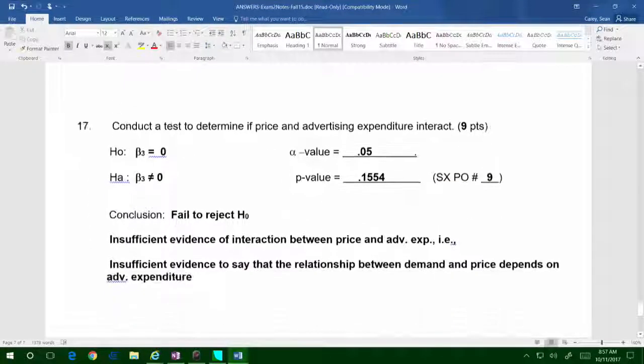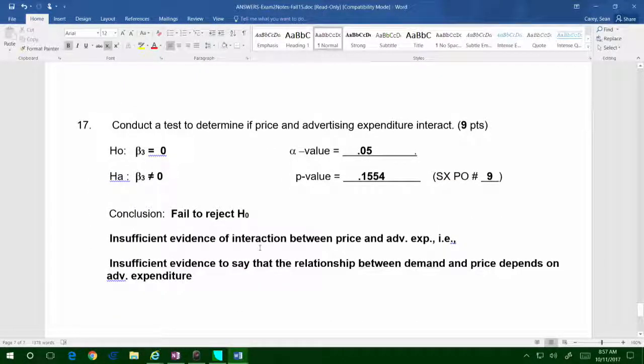All right, number 17, it says, conduct a test to determine if price and advertising expenditure interact. Well, now you need the interaction model to do this. That's coming from printout number 9. Remember, we looked at that. And it's the t-test on that interaction term. I highlighted that one for you.